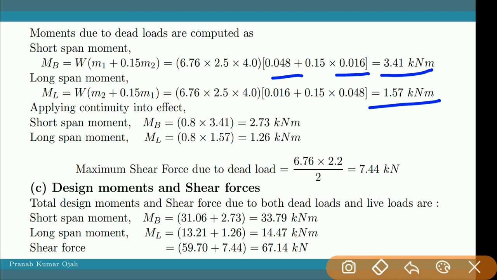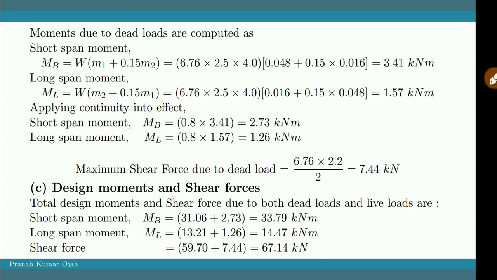kilonewton meter. Next, applying the continuity effect, the continuity factor is 0.8, so it comes out as 2.73 kilonewton meter, and for the long span moment it will be 1.26 kilonewton meter. As it is a dead load, there is no need to apply the impact factor.